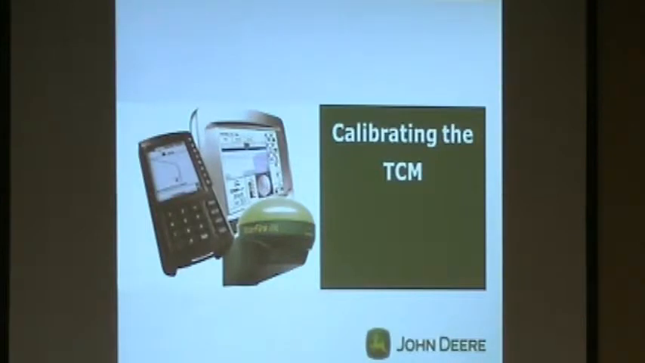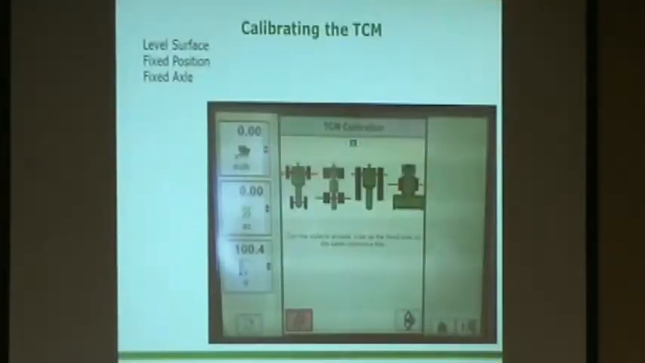Calibrating the TCM, this is one of the first things that is going to need to be done before you go into the field, so you don't have any problems with that. This is the screen, this is off the command center. Sometimes it'll be on the GS3 depending on what you have for a machine. It'll be the fixed axle, so here for the combine it'll be the front wheels, okay? So you need a level surface, you can't do it on a hill or it won't calibrate properly. And then a fixed position outside the vehicle so you know exactly where to line it up.